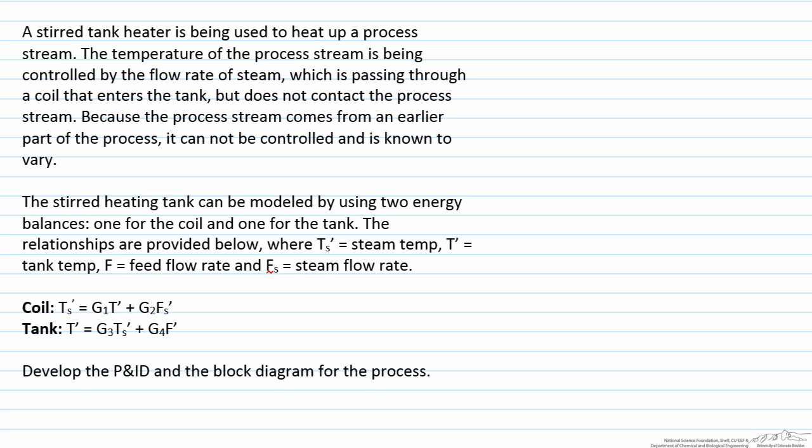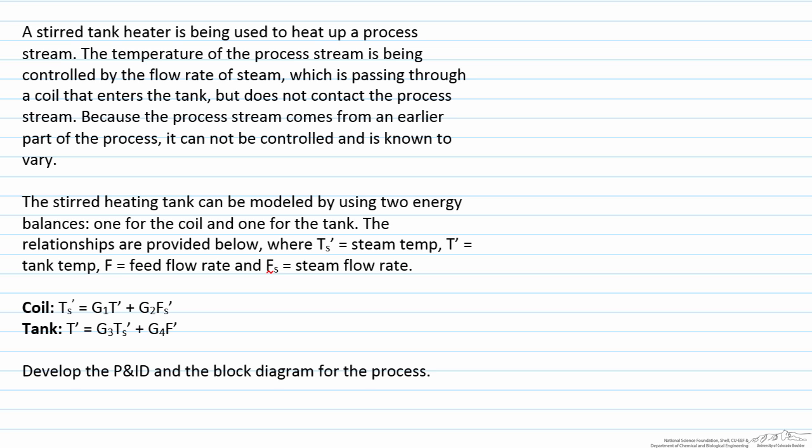Our control objective is to control the process stream's temperature by adjusting the flow rate of steam which is coming in through a coil for the tank. There is no direct contact between the process stream and the steam. Additionally, we have an issue where the flow rate of the process stream we have no control over and can vary. Additional information includes the energy balances that relate our variables together.